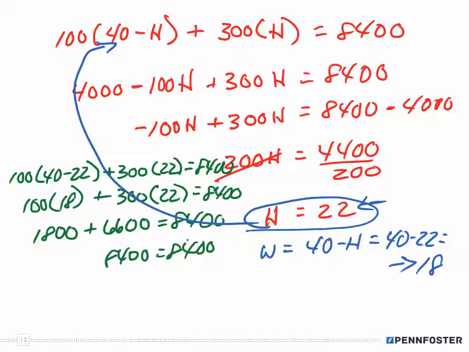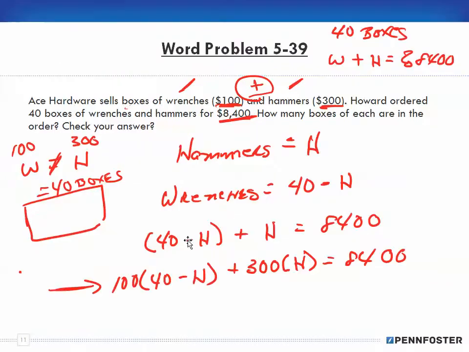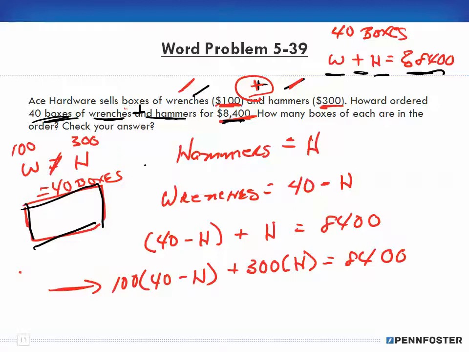Okay. All right. I'm just going to go back real quick. I have only one more problem and I want to squeeze it into this video instead of starting a new video for one problem. But again, we had wrenches plus the hammers, and they equaled 8,400. We have two things to consider here. The relationship said that we had 40 boxes of wrenches and hammers. I like drawing diagrams for this.